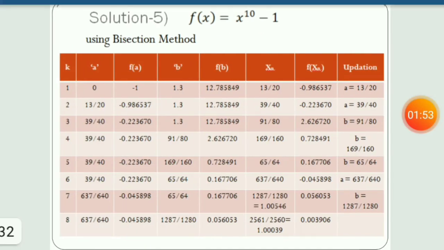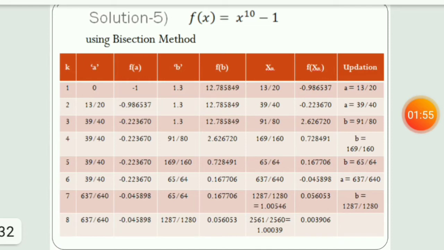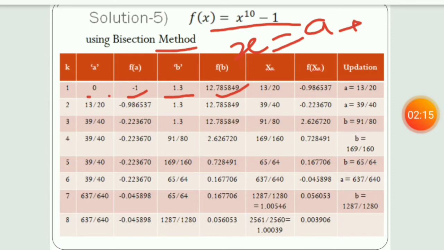Here I have solved the complete equation using the bisection method in this table format. You can see the value of a is kept as 0 and the value of b is 1.3. According to that, I got the values of f of a and f of b, and I have used the equation x equals a plus b by 2 for the bisection method. So I got x1 as 13 by 20. Here f of x is coming as negative. So for the next iteration, if this is negative, that means a is going to change.